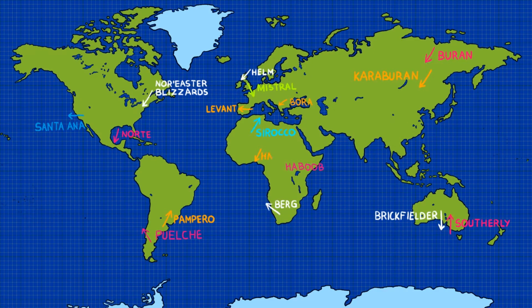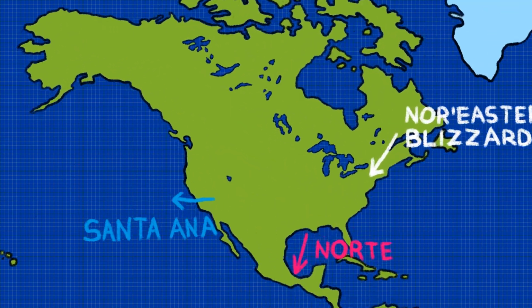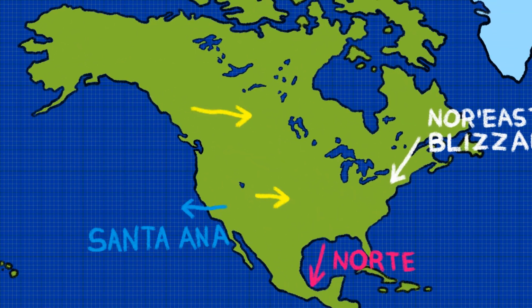Across the world, prevailing winds have local names. For example, the warm winds on the Front Range of the Rockies, from Alberta to Colorado to New Mexico, are called Chinook winds, or snow eater winds.